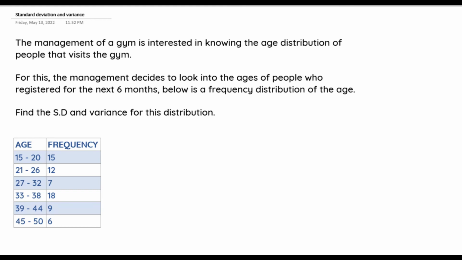So for this, the management decides to look into the ages of people who registered for the next 6 months. Below is the frequency distribution of the age. So we're supposed to find the standard deviation and the variance for this distribution.